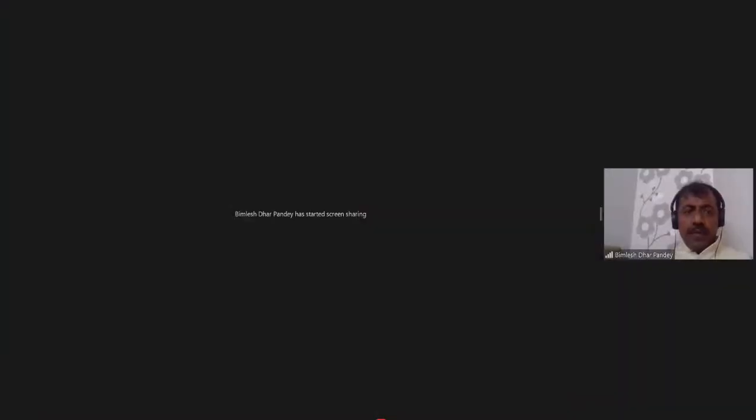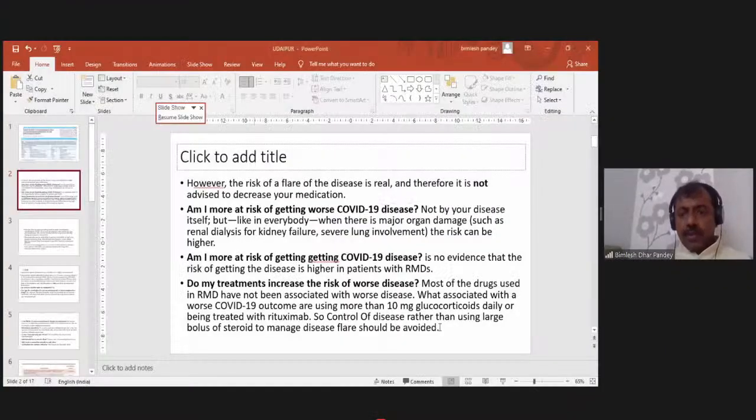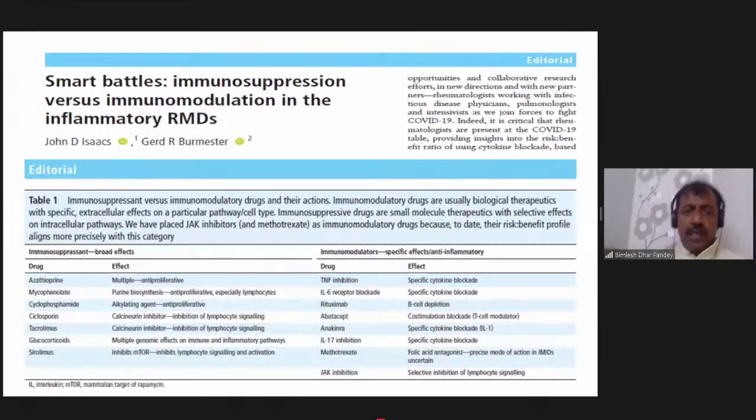The answer is a big no. And I would like to come forward with what the data says, or what the science speaks. So if you permit, I am going to share a few slides which will help to understand the context of your question in the correct perspective. So going forward, what we have understood is the difference between immunosuppressants and immunomodulators, and Dr. Rahul was clear in explaining it.